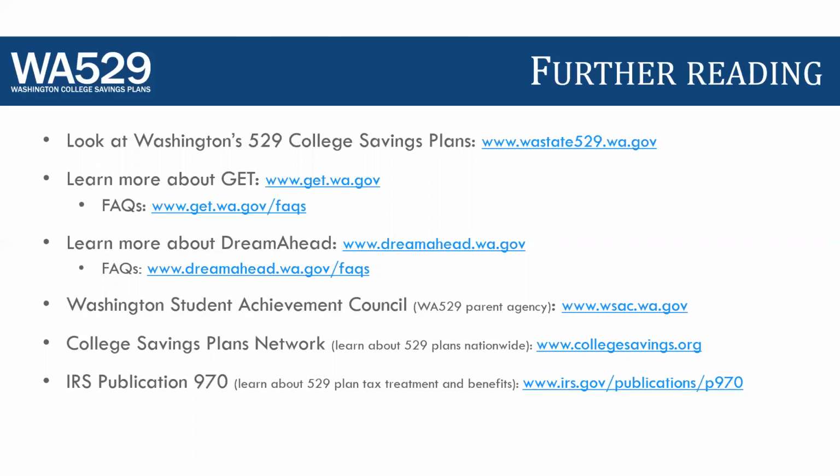I've included a few other resources that you may find interesting regarding 529 plans. You can look at the different options available for Washington State's 529 college savings plans at www.wastate529.wa.gov. You can learn more about GET and search for FAQs, and you can also learn about the Dream Ahead program, the Washington Student Achievement Council, College Savings Plan Network, and also IRS Publication 970. I hope those links are helpful for your college savings goals.